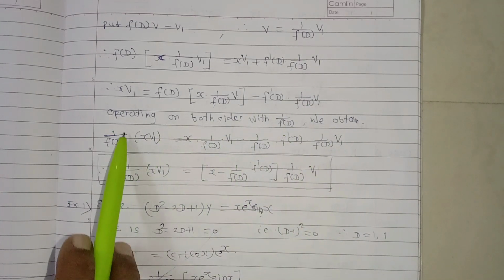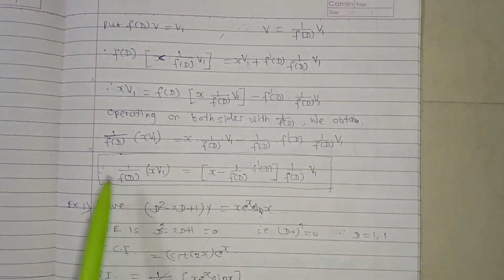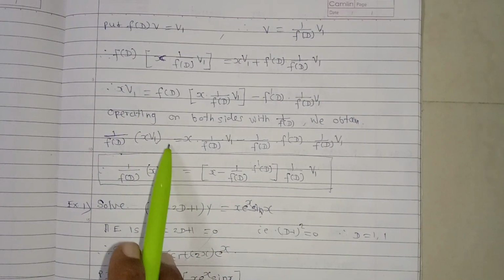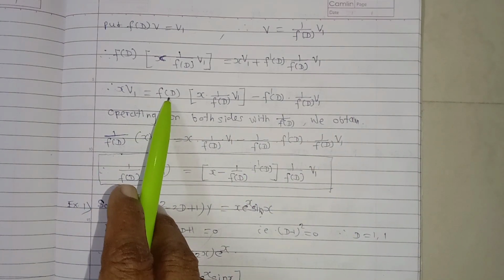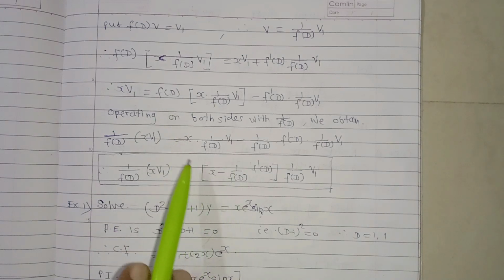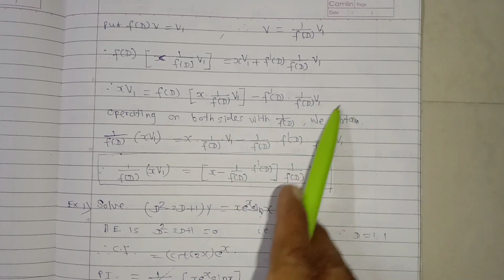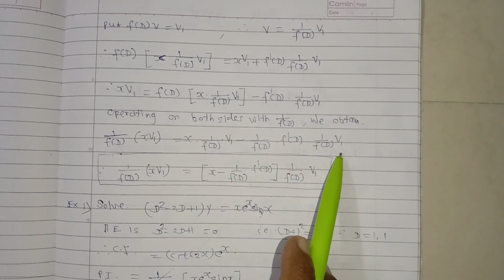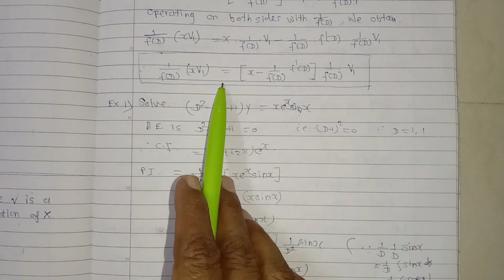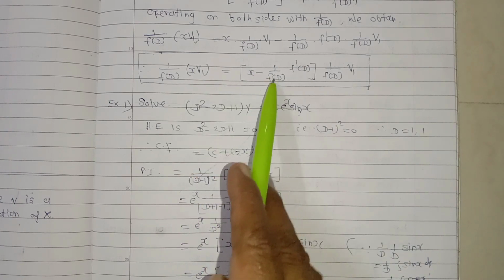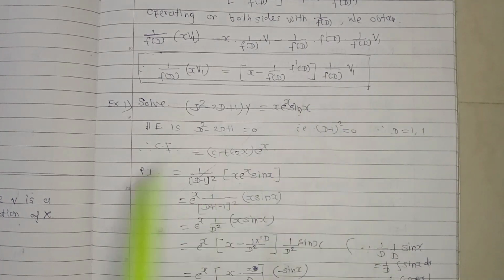Then we operate on both sides by 1 upon f(D). So 1 upon f(D) of x phi1 equals 1 upon f(D) of this whole term. 1 upon f(D) into f(D) cancels, as they are reciprocal. We get only this bracket, x into 1 upon f(D) operated on phi1 minus 1 upon f(D) of this term, that is f dash D into 1 upon f(D) operated on phi1. So we get finally the formula as 1 upon f(D) operated on x into phi1 equal to in bracket x minus 1 upon f(D) into f dash D bracket complete into 1 upon f(D) operated on phi1.